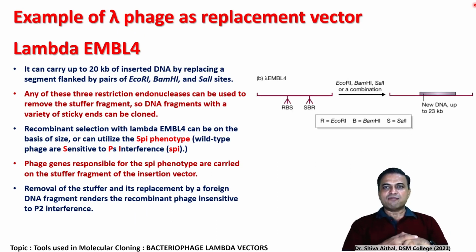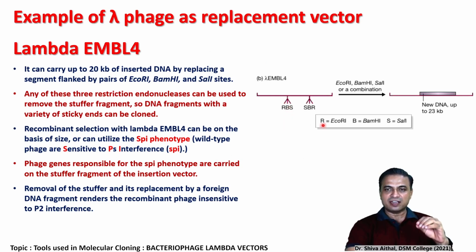An example of lambda phage as a replacement vector is lambda EMBL4. This is one example which I would like to give. It has 3 restriction endonuclease cleavage sites: EcoRI coming from Escherichia coli, BamHI coming from Bacillus amyloliquefaciens, and SalI coming from Streptomyces albus restriction endonuclease. These are the EMBL series. It can carry up to 20 kilobases of DNA inserts by replacing a segment which can be cleaved by these 3 restriction enzymes. So that is called the RBS or the SBR sites.